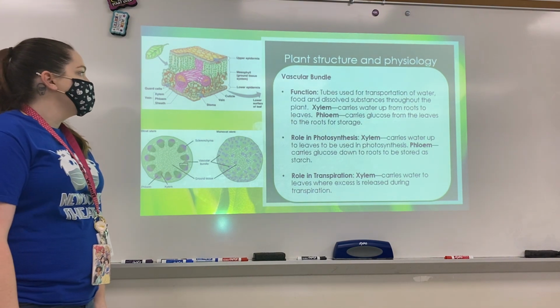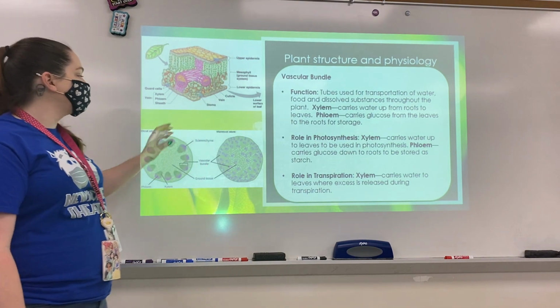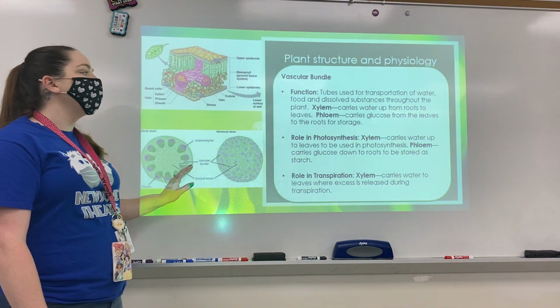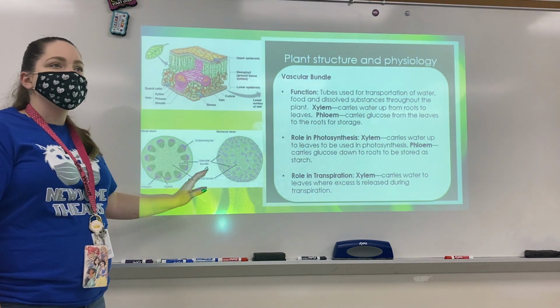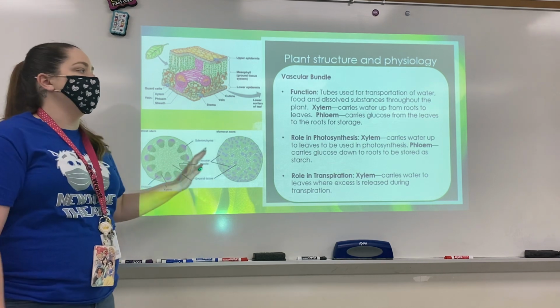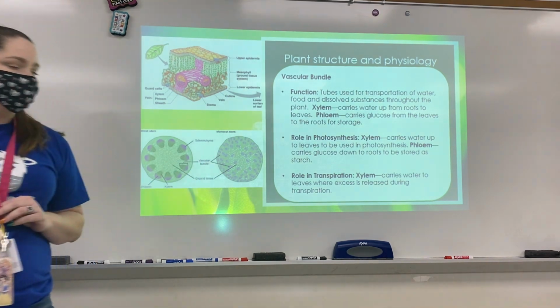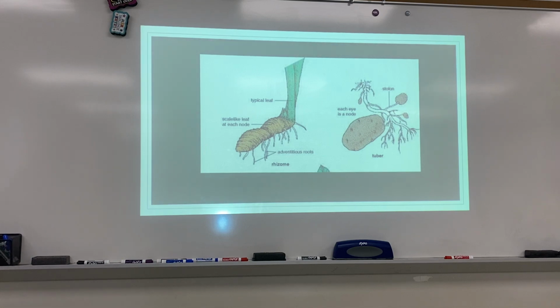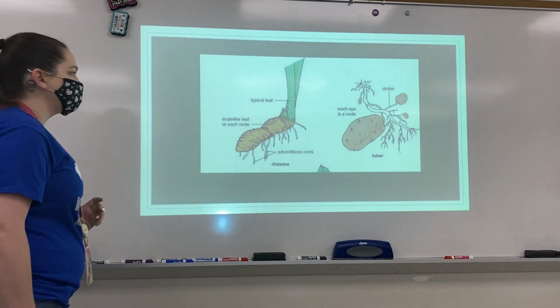Okay? So those are your vascular bundles. The vascular bundles inside the stems hold the xylem and the phloem. So xylem carries water, phloem carries glucose. And then just like we have different types of fruit, we have different types of stems. So these are two different types of stems.